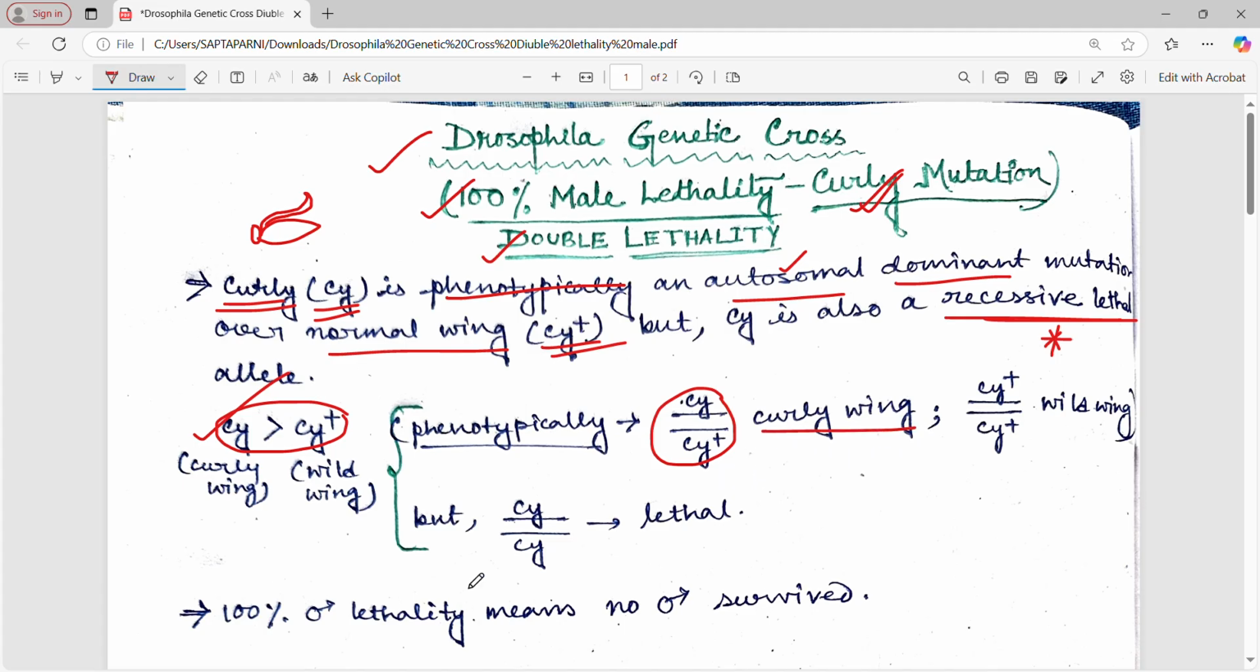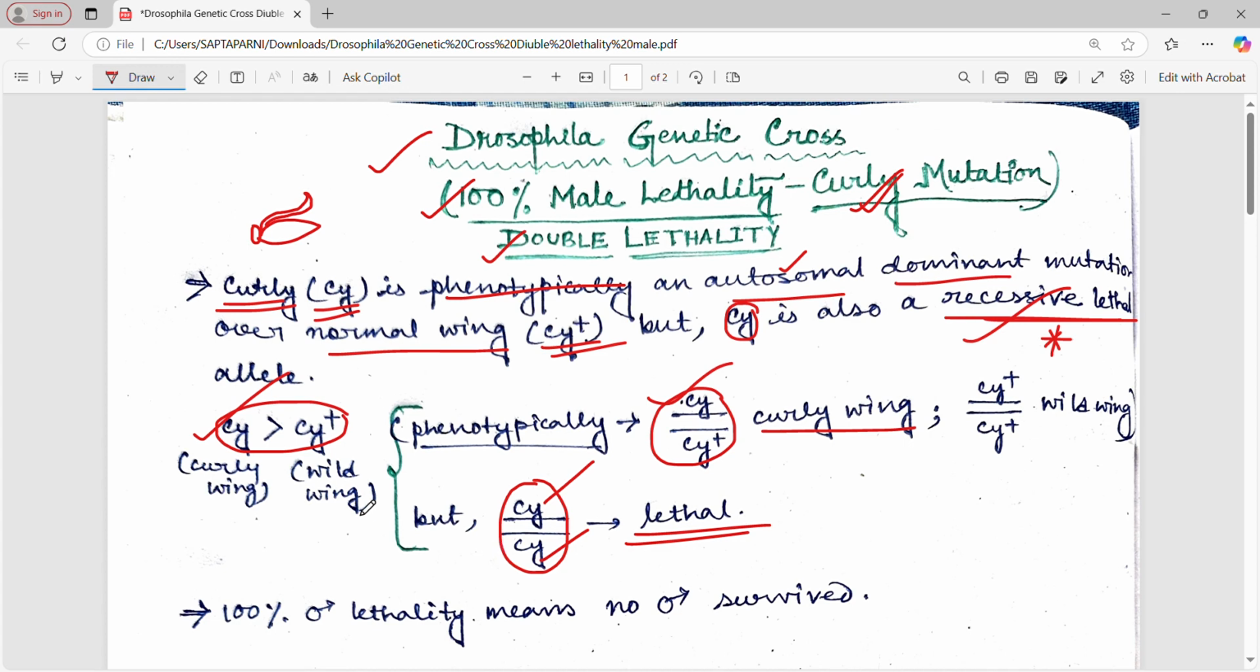Okay. But in case of homozygous condition, when both the chromosomes have Cy, it is not showing Curly wing. Rather, the progeny is lethal. Okay, they do not survive. Why? See here, because Cy or Curly is a recessive lethal allele. That means whenever it is present in homozygous condition, the progeny cannot survive. It will die because it is a recessive lethal allele. Okay. So though it is dominant over Cy plus, it can only show its phenotype in heterozygous condition but not in homozygous condition. Okay.